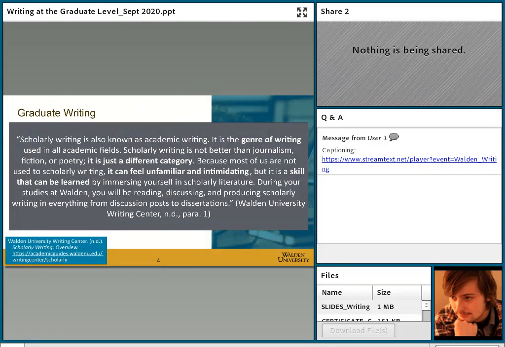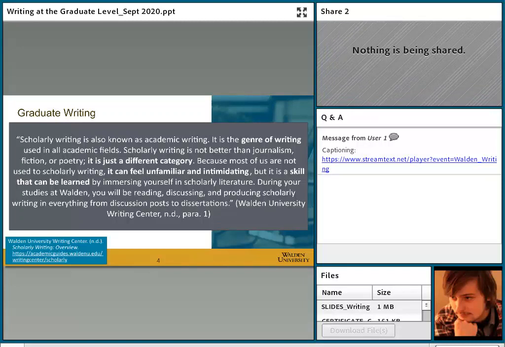Okay, graduate writing, to get a base definition for everyone. Here's how Walden defines graduate writing. Scholarly writing is also known as academic writing. It is the genre of writing used in all academic fields. Scholarly writing is not better than journalism, fiction, or poetry. It is just a different category. Because most of us are not used to scholarly writing, it can feel unfamiliar and intimidating, but it is a skill that can be learned by immersing yourself in scholarly literature. During your studies at Walden, you will be reading, discussing, and producing scholarly writing in everything from discussion posts to dissertations.